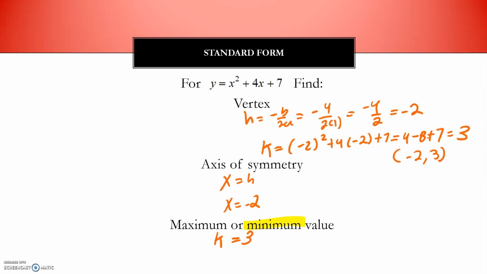All right, our vertex in this practice problem is (-2, 3). Negative b over 2a is -(-4) over 2 times 1, which is -2. Plugging that into the function for k, I get 3. The axis of symmetry is x equals h, so that would be x equals -2. The maximum or minimum value is k, which is 3. And because a is +1 again, it is a minimum value.